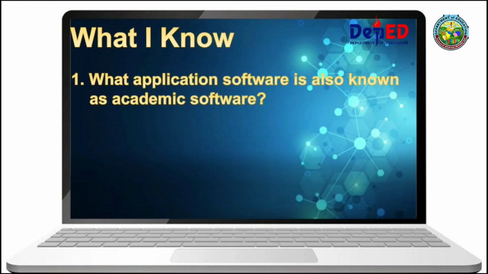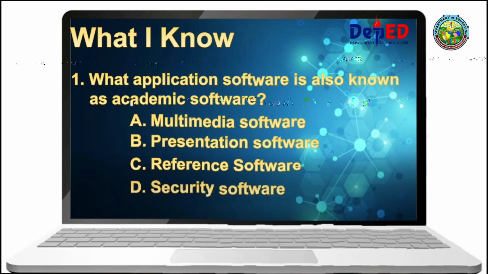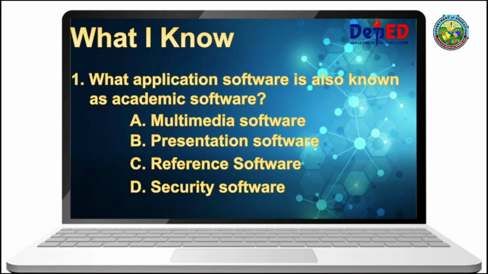Number 1. What application software is also known as academic software? A. Multimedia software. B. Presentation software. C. Reference software. Or D. Security software. The correct answer is C. Reference software.